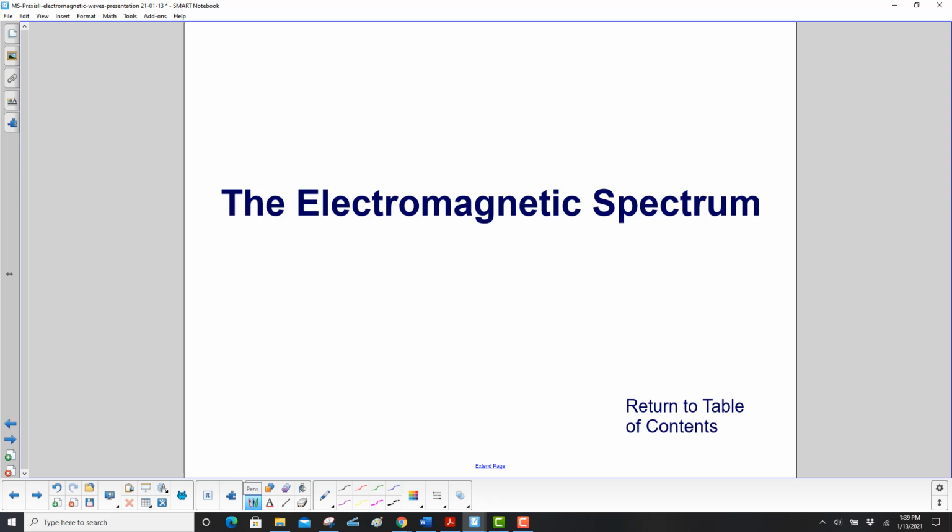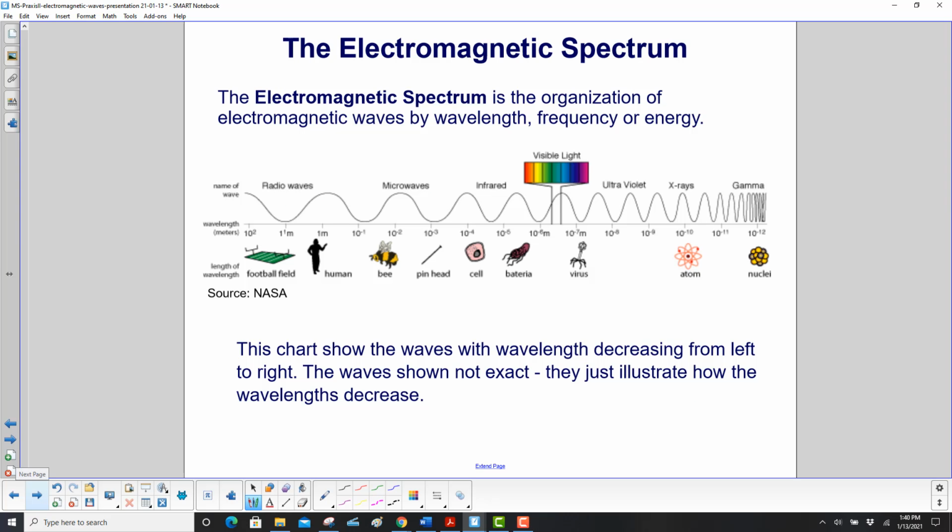The electromagnetic spectrum. The electromagnetic spectrum is the organization of electromagnetic waves by wavelength, frequency, or energy. This chart shows the waves with wavelength decreasing from left to right. The waves shown are not exact, they just illustrate how the wavelengths decrease.